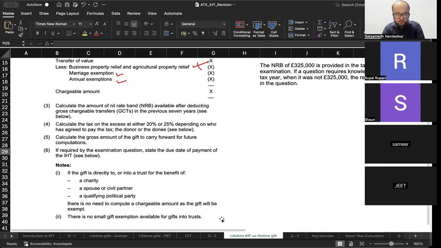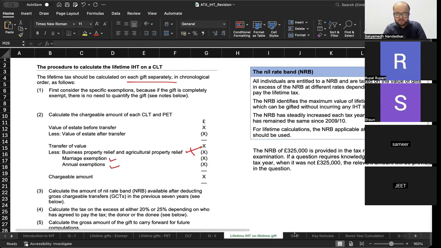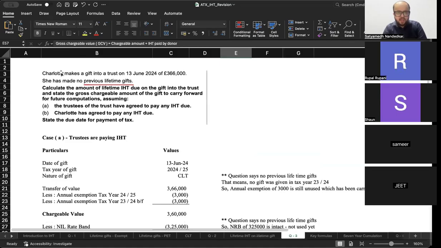Now how much tax you pay will depend upon who is actually making the tax payment. Is it the donor, or is it the trustee in some cases? So let's see how all of this is tackled through this one question. Charlotte makes a gift into a trust on 13th of June 2024 of 3,66,000. She has made no previous lifetime gifts. Calculate the amount of lifetime IHT due on the gift into the trust and state the gross chargeable amount of the gift to carry forward for future computations.